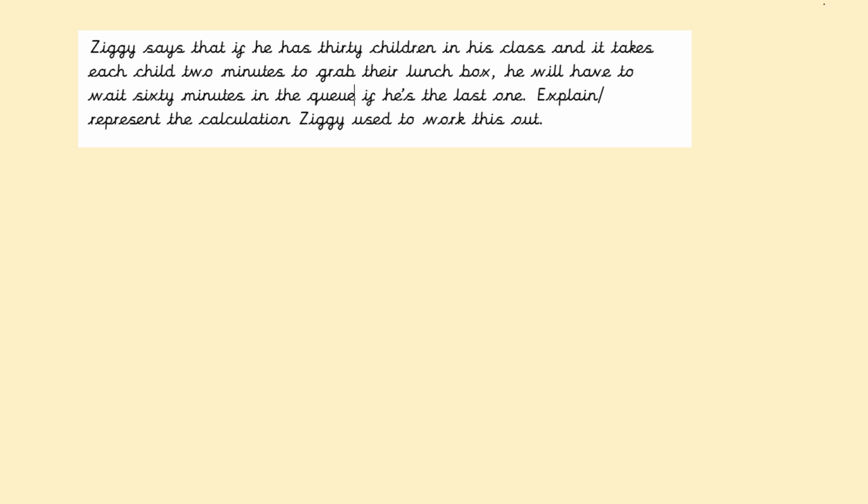How did you get on? Ziggy here is looking at 30 lots of 2. So he's going to have 2, that 2 minutes, and he's going to have it 30 times. We know that 2 times 3 is 6, and then making that 10 times bigger will be 60. So Ziggy is right. If each child takes 2 minutes in the queue and there are 30 children, he'll be waiting for 60 minutes to get his lunch. He's pretty hungry by the end of that.